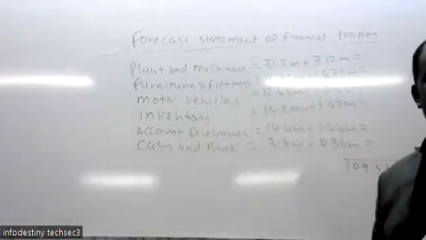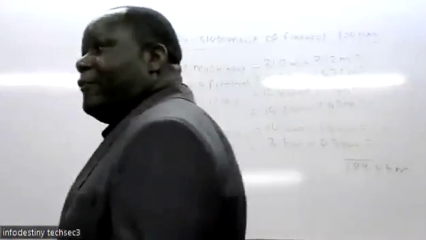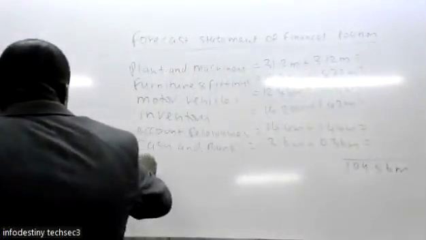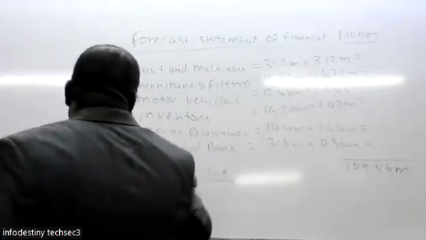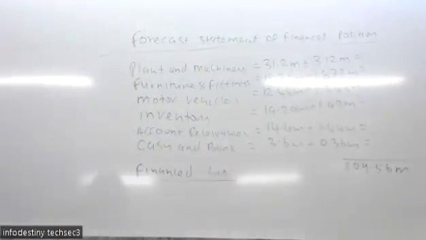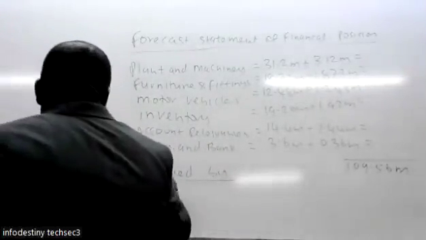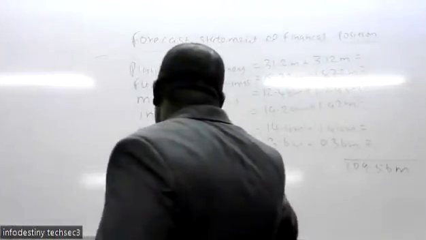Then now you go to financed by. You see the format of the statement. You follow exactly the format of the statement. So under the financed by, we start with the ordinary share capital.